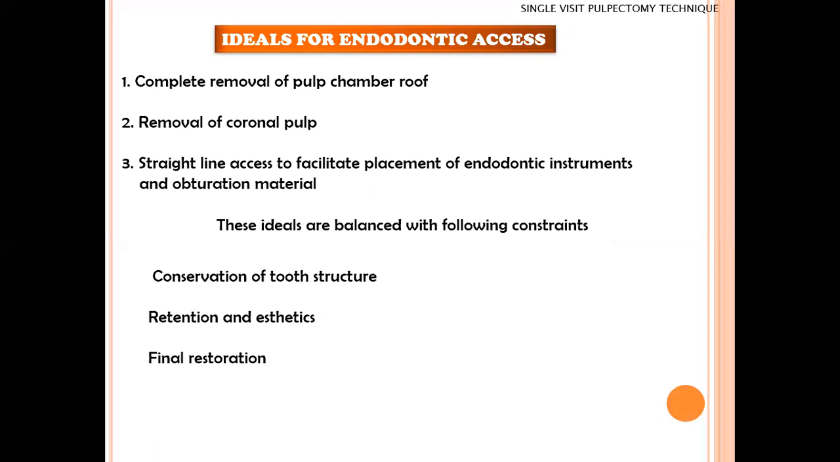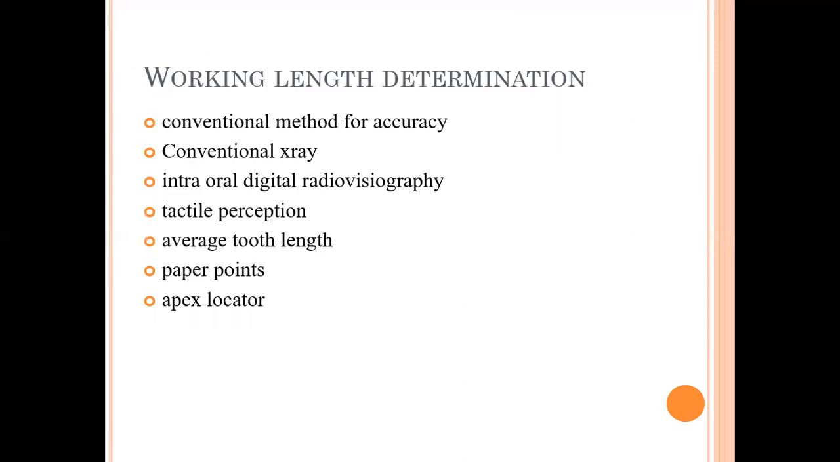So what are the ideals for endodontic access? A complete removal of the pulp chamber roof has to be done. Complete removal of coronal pulp. Straight line access to facilitate placement of endodontic instruments and obturation material. These ideals are balanced with the following constraints. We also have to conserve the tooth structure. Retention and aesthetics have to be maintained, and the final restoration has to be given.